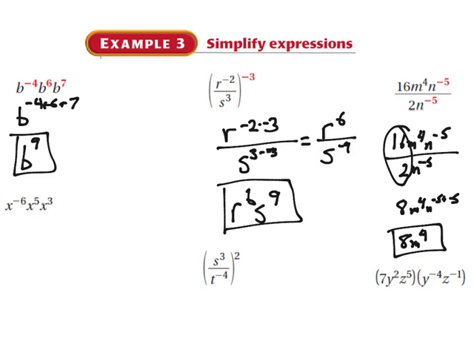Okay, we go over here. Again, these add. So we get x to the negative 6 plus 5 plus 3. End up with negative 1 plus 3, which is 2.